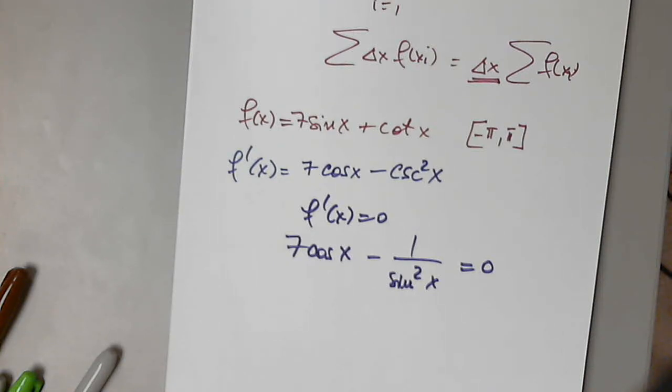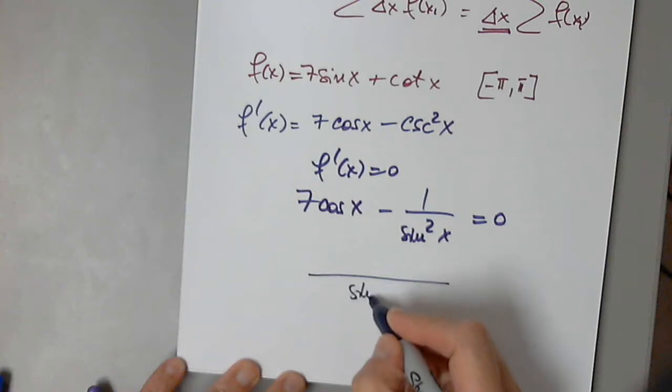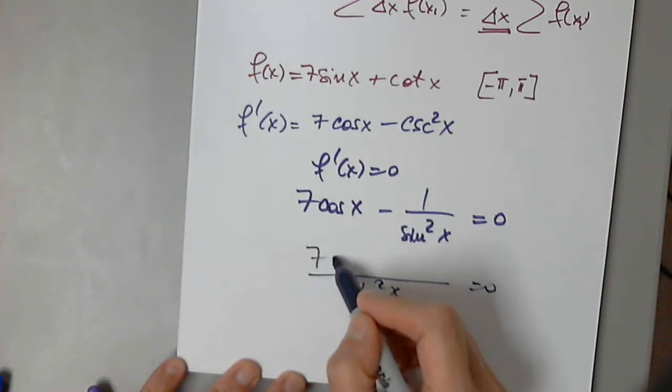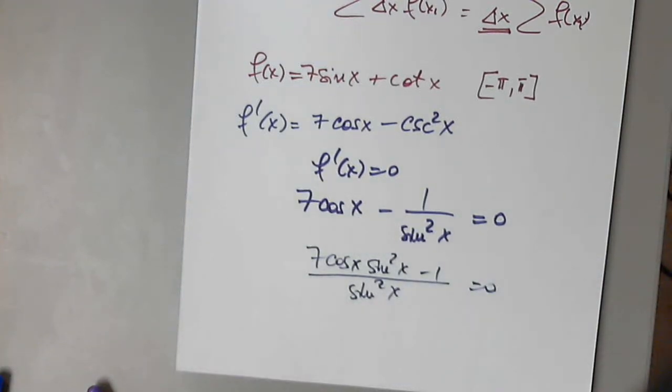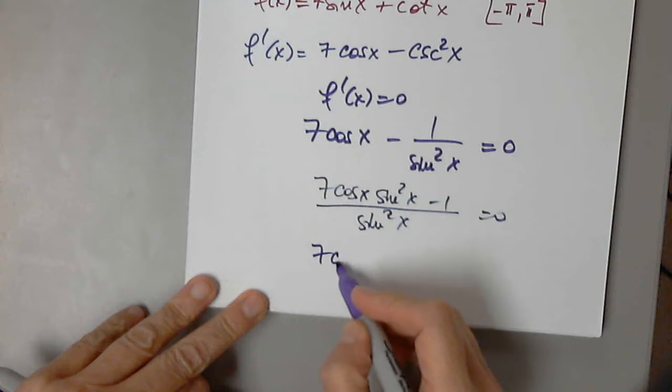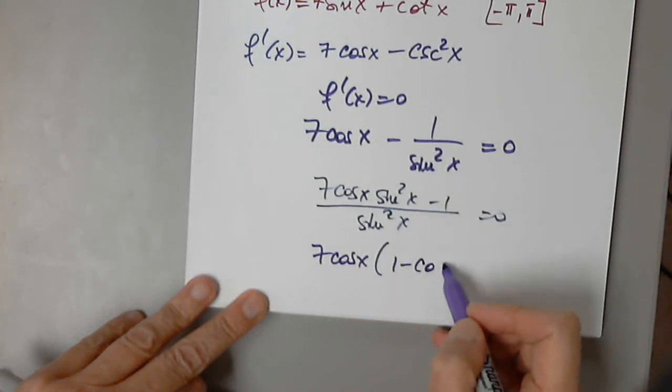It's not a friendly situation. We'll have to multiply both sides by, or find, the least common denominator. So this is 7 cosine x times sine squared x minus 1. And we know that when a fraction is 0, only the numerator can be 0, correct? So from here, I have to change sine squared into 1 minus cosine squared.